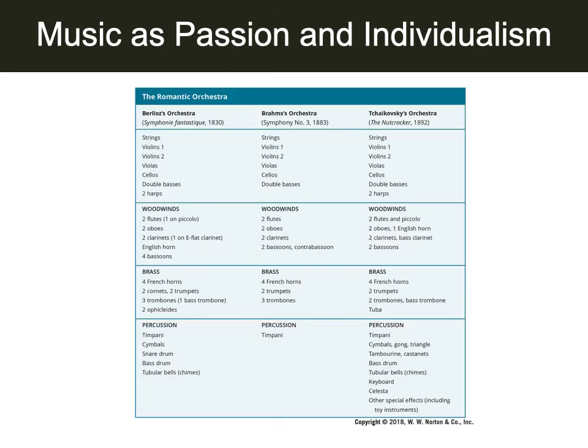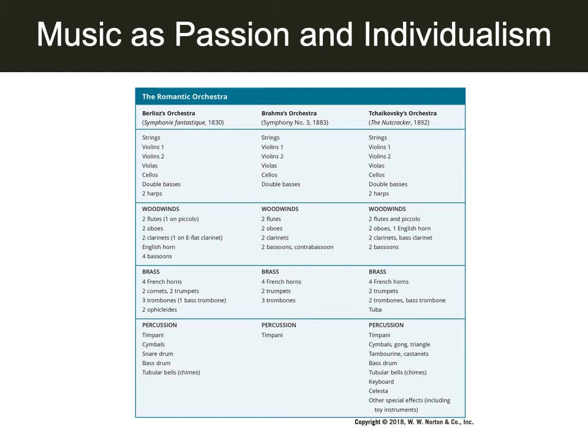This chart shows the new expanded orchestra in the Romantic era. So they have picked 3 composers: early, middle, late, and late, looks like. So Berlioz, he had your regular strings there, violins 1, 2, violas, cellos, double basses, and 2 harps. So that's new, having 2 huge harps in the orchestra.